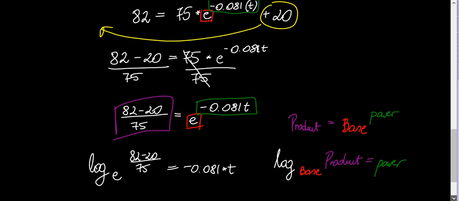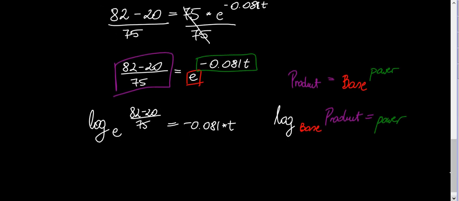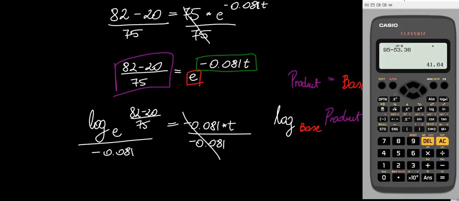Now, I want the value of t, not t multiplied by a number, so that multiplication has to go. To eliminate multiplication, what do we do? We divide both sides of the equation. And now we can put that in the calculator: log base e of the fraction 82 minus 20 divided by 75, and then divided by the bottom of the fraction, minus 0.81.